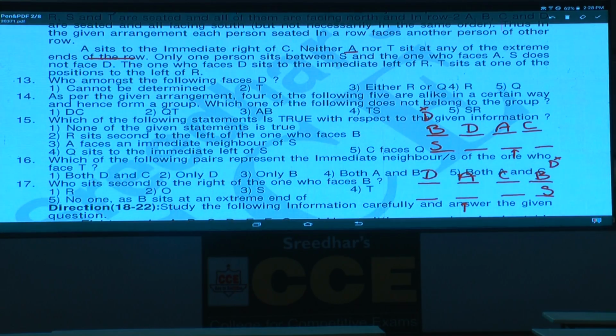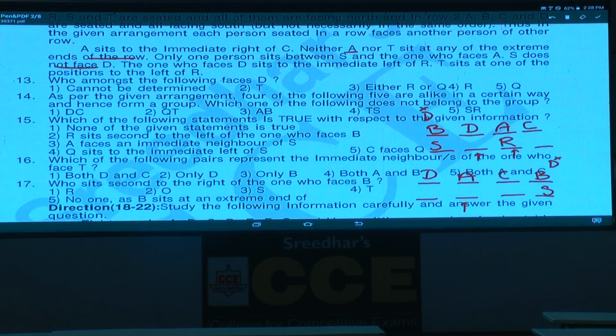B can be either at the left end or at the right end, isn't it? Then coming to the other information. Only one person between S and the one who faces A. S does not face D. The one who faces D sits to the immediate left of R. The one who faces D is this person, sits to the immediate left of whom?